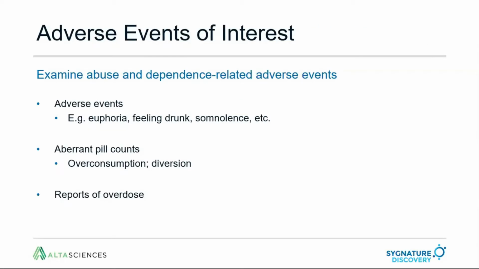Data relevant to abuse potential is captured in every single clinical trial in the form of adverse events. There are key adverse events of interest that are identified in the FDA guidance that are associated with abuse potential. Such events reflect psychoactive effects, and these include things like euphoria, feeling drunk, somnolence, amongst several other important adverse events.